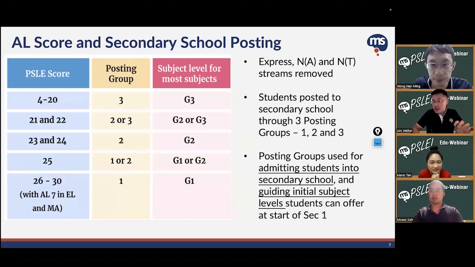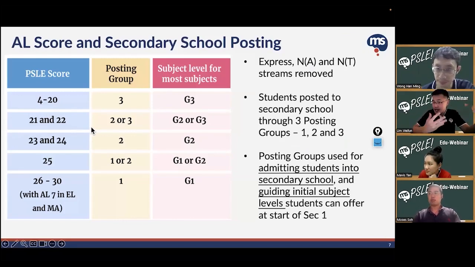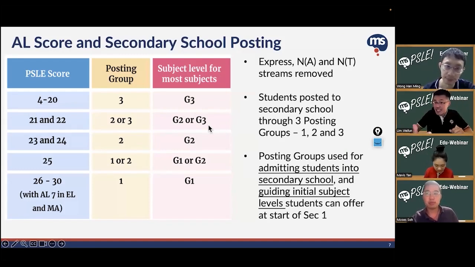The idea behind that is usually if you look at AL score of 21 and 22, we kind of see that the students are on the margins. On the margins, as in, it is possible that they can still handle materials at the G3 level, right? A more difficult level. Or maybe they need a bit more time, a bit more space to do the work at a slower pace, which means then that they can do the G2. So it could be either way. So what happens here is G2 or G3 means MOE will give you the chance to choose. That means you can either choose to go in via posting group 2 or choose to go in via posting group 3. You can choose, right?